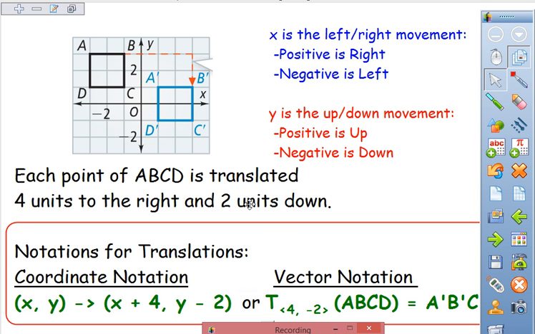So in both of these examples, what is happening is we're taking the black pre-image and moving it onto the blue image. X is the left-right movement, so I go forward 4, and then y is the up and down movement, so I'm going down 2. So forward 4, down 2.